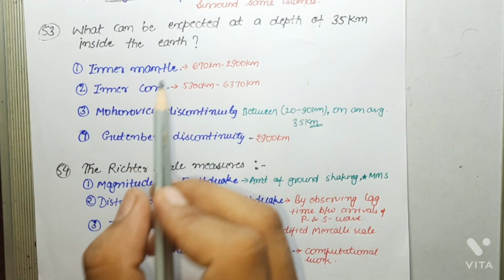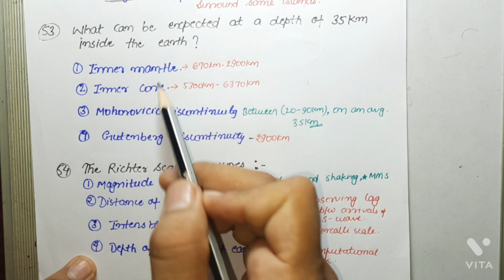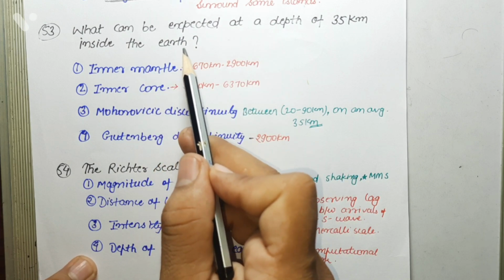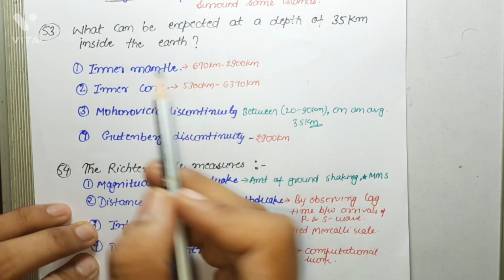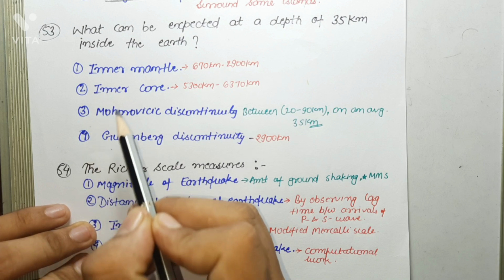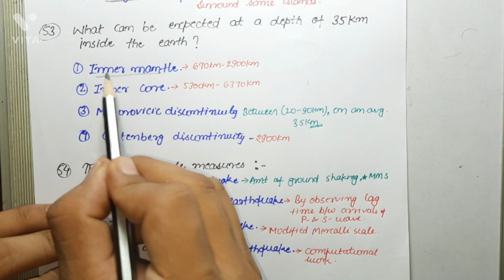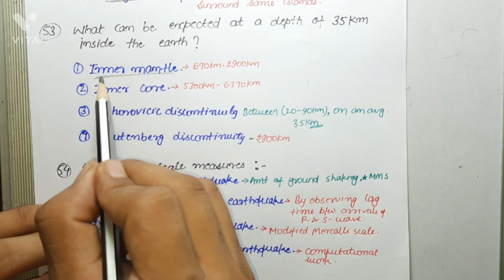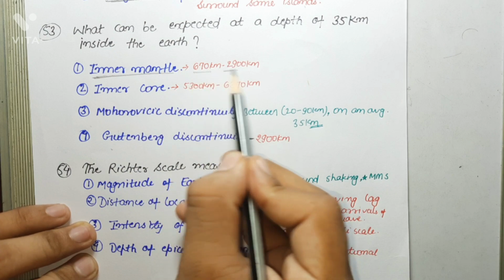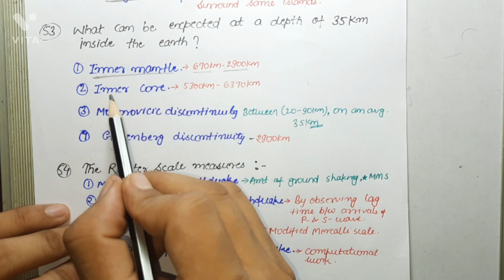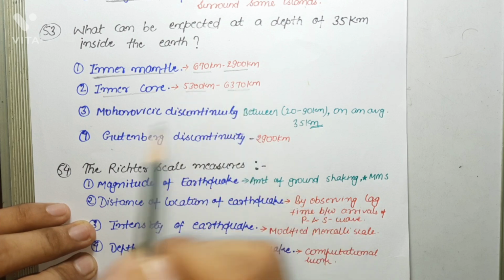Next question is, what can be expected at a depth of 35 km inside the earth? Again this is a database question and it is from the interior of the earth. If you know the depths of all these four, then you can easily answer this question. You can get the inner mantle at a depth of 670 km to 2900 km. The inner core is between 5300 km to 6370 km.